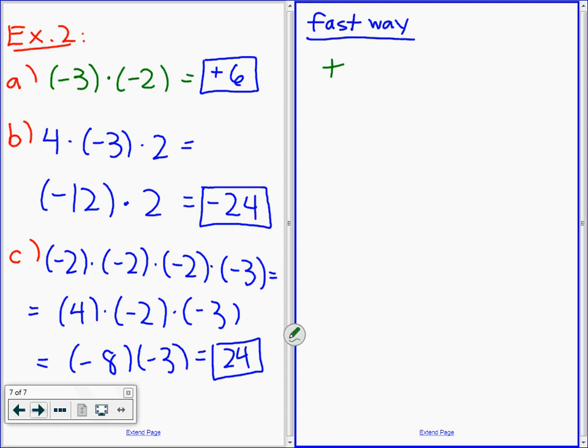Then all I have to do is multiply the numbers. 2 times 2 is? 4. 4 times 2 is? 8. 8 times 3 is? 24. So you can do it the fast way like that too.